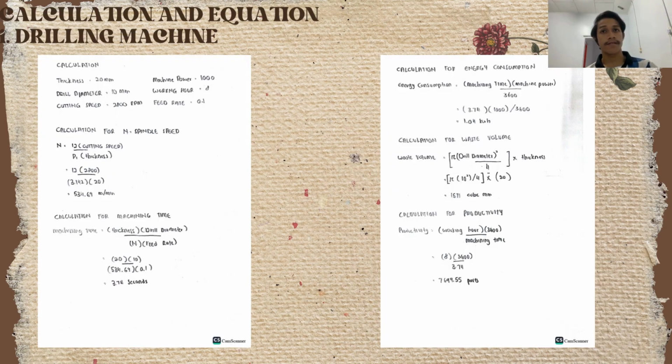Okay, next for the calculation and equation for the drilling machine, the important specs or parameters required to calculate the equation for the spindle speed, machining time, energy consumption, waste volume and productivity are thickness, drill diameter, cutting speed, machine power, feed rate and working hour.